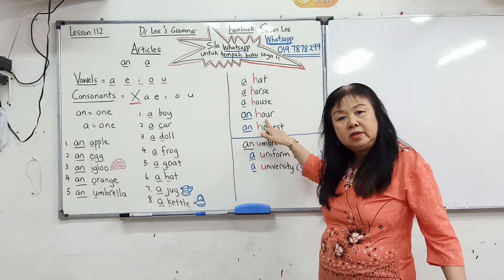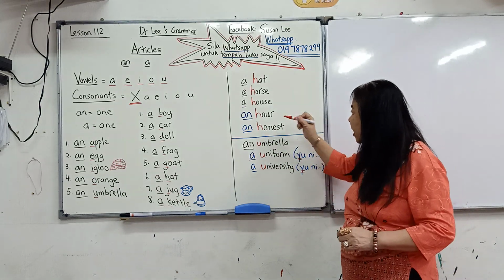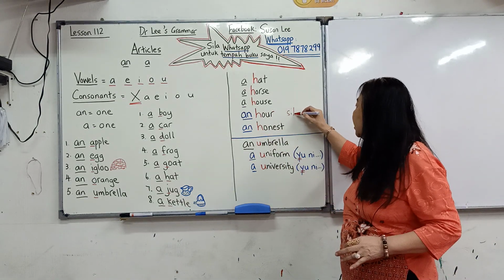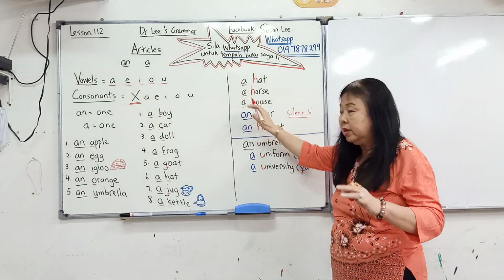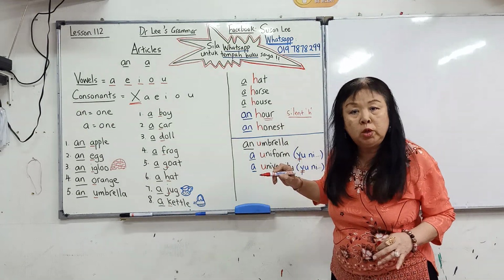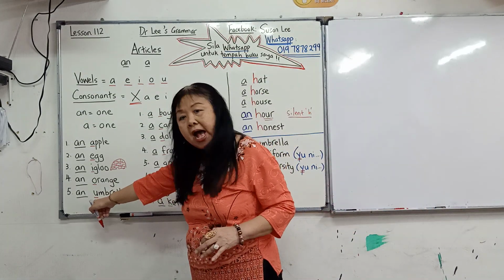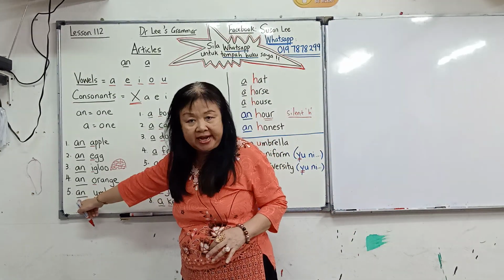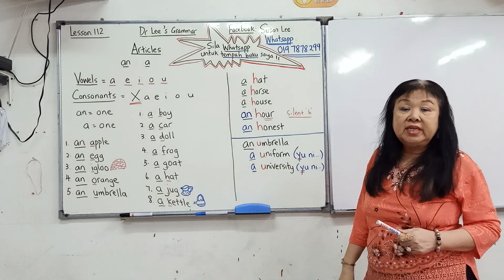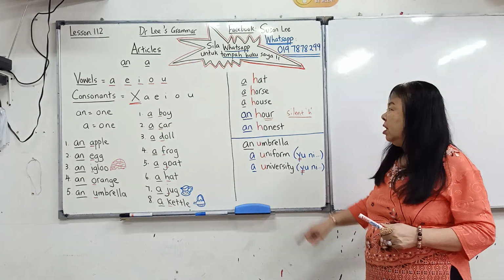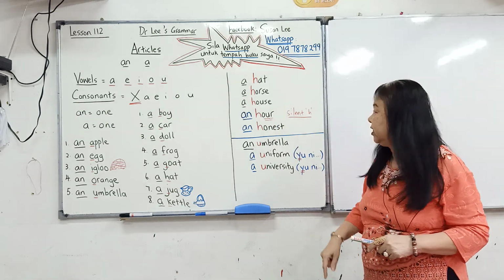But this word, 60 minutes is one hour, or an hour. That means the pronunciation is what you call a silent H. That means H has no sound. We pronounce 'our'. Because of the pronunciation, we say an. It's because of the way we pronounce the word. So you cannot say a hour. You say an hour. H has no sound, it's a silent H.